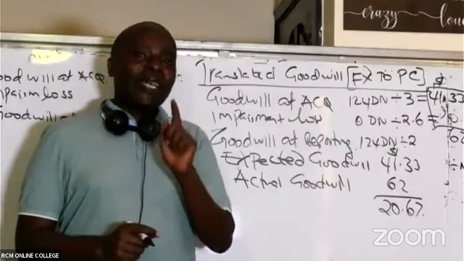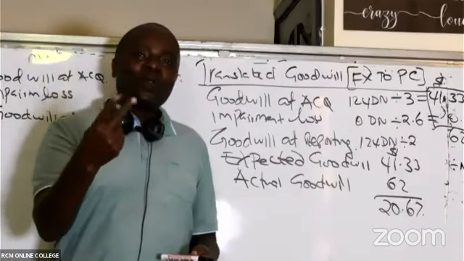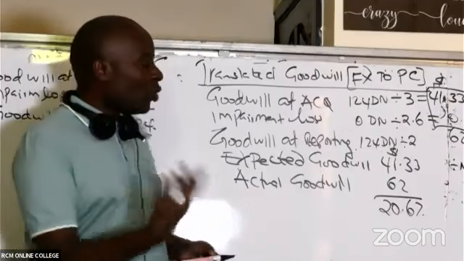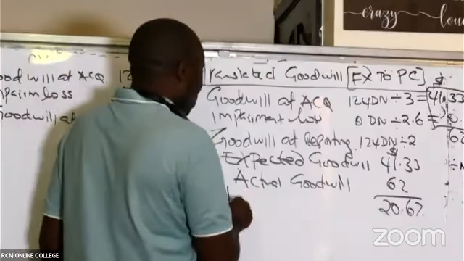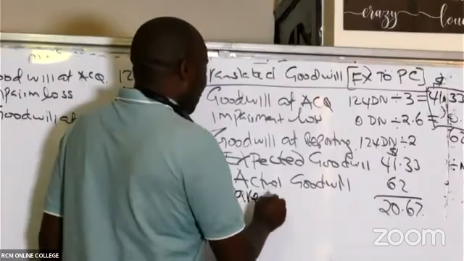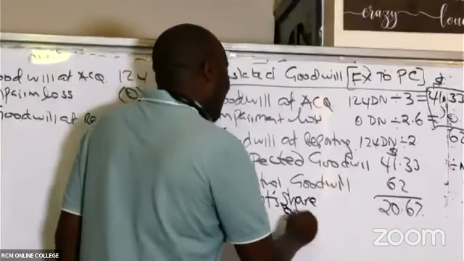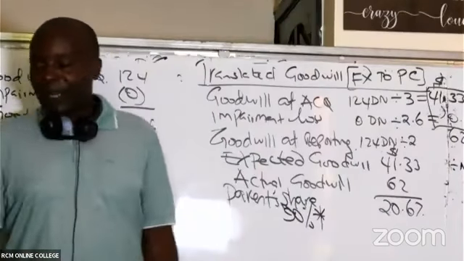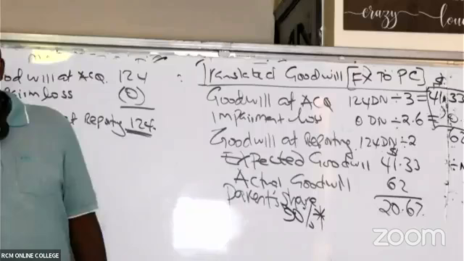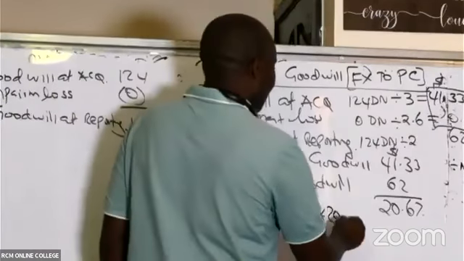But remember, any gain we get, we must always share between the 2 owners. So in this case, you go ahead and share this. The group share, or you use the name parent, so you say parent share. Do you still remember that the parent had 90%? 90% of 20.67.